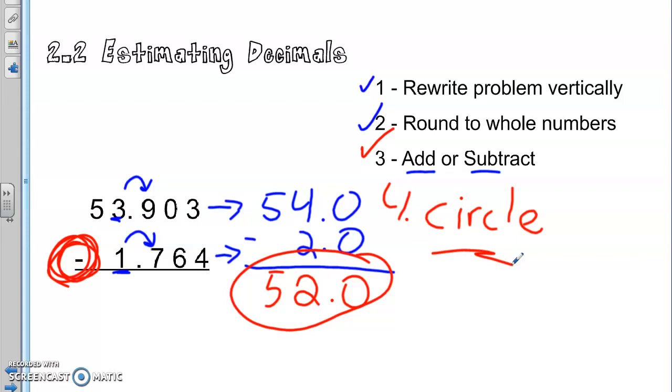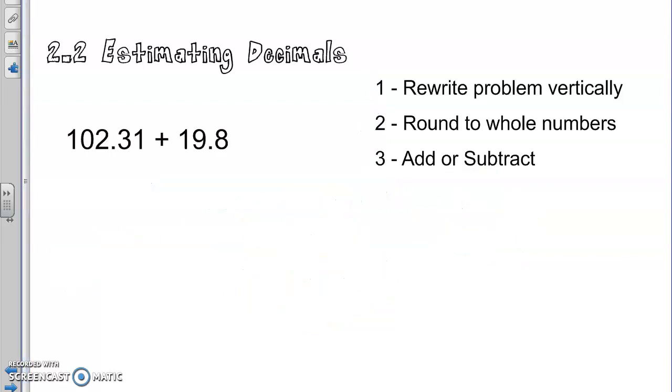All right, let's do one together, please, so you can write the next one down. Right now we have a new problem here. It's 102 and 31 hundredths plus 19 and 8 tenths. All right, step 1. I still have the steps on the board for us, so this should be no problem. I'd like you to do this right now. Rewrite this problem vertically. Do it now. And I'll go slowly as you write it vertically.